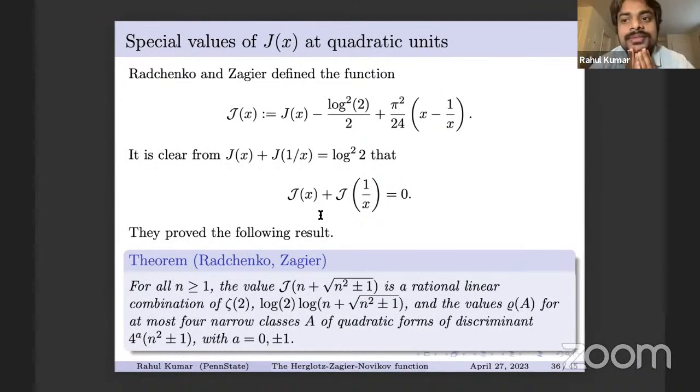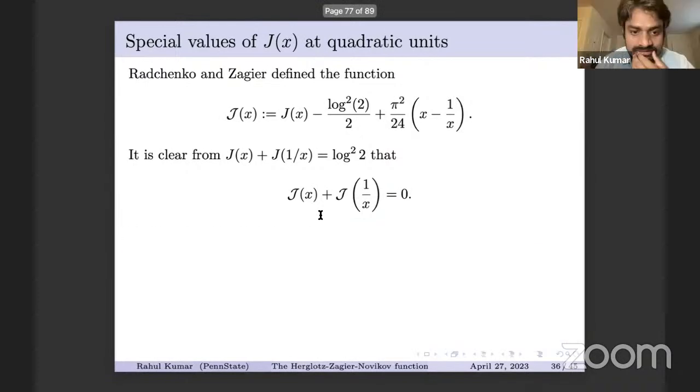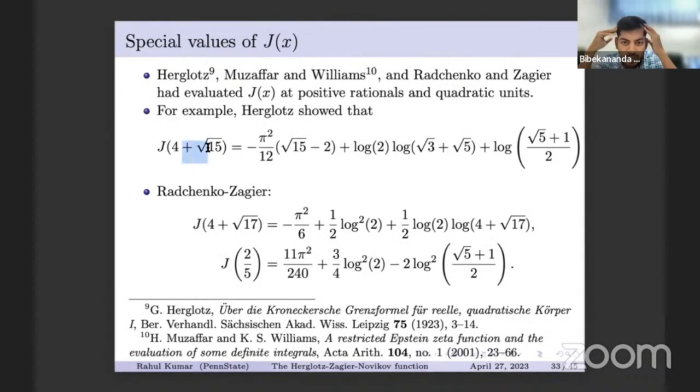No. It would be a good question. Do we know any values of j, of 1 for example, whether it is algebraic or transcendental, can you say that? You can see from here, j of 4 plus root 15. Then it contains a log, right? But it's a valid question. So I don't know.